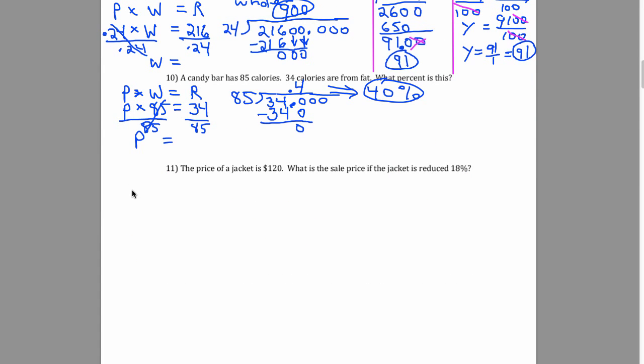Problem number 11 tells us that the price of a jacket is $120. They want to know what is the sale price after the jacket is reduced by 18%. We'll begin by powering it up.